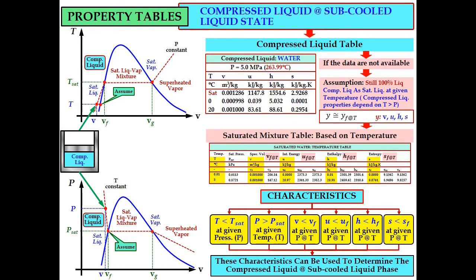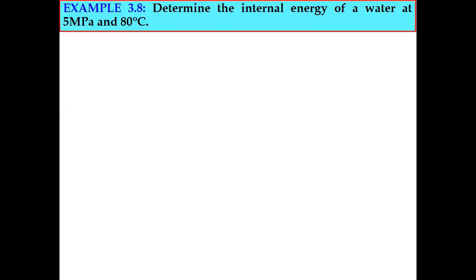Okay, so by using these criteria, we can determine whether the phase or region is within the compressed liquid or subcooled liquid phase or not. Okay, example 3.8: determine the internal energy of water at 5 megapascal and 80 degrees Celsius. So data given: substance water, temperature 80 degrees Celsius, pressure 5 megapascal or equal to 5000 kilopascal. So we need to determine the phase of the condition.